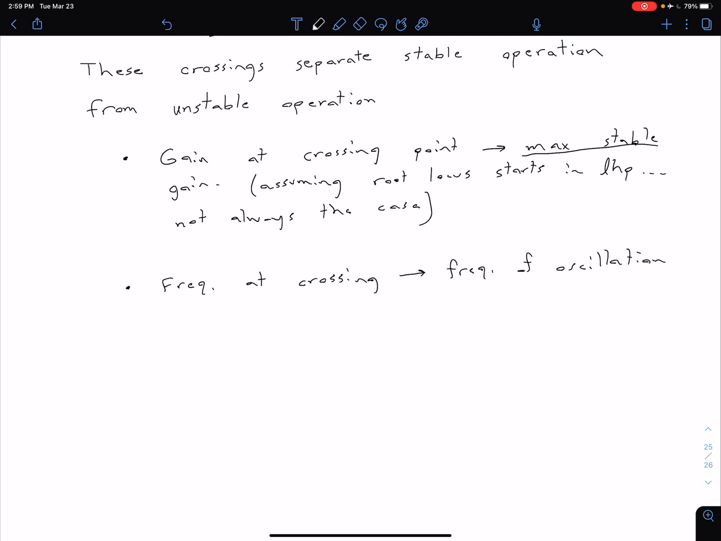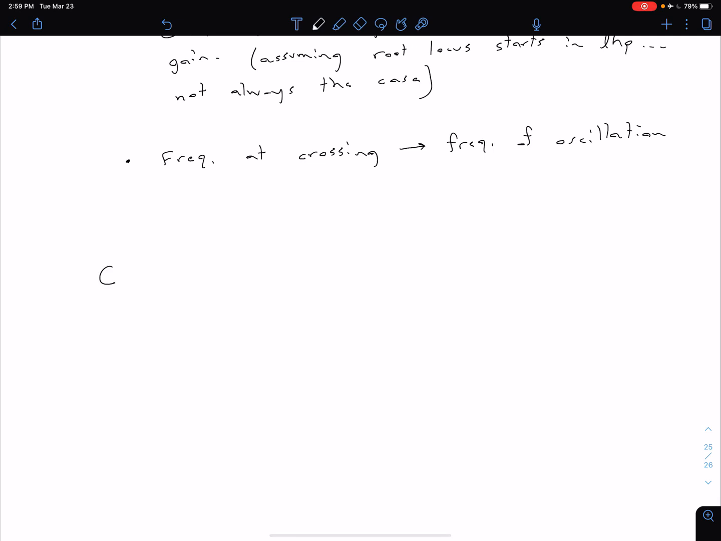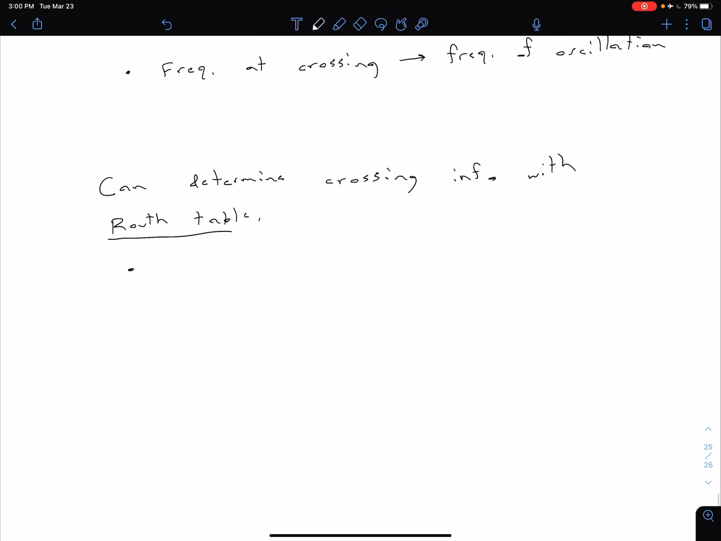Of course, if we're talking about stability and j omega axis crossings, we can go back to the old tools that we've developed before, which is our Routh table. We can determine our crossing info using a Routh table. Within our Routh table, there was one particular instance that was able to give us our j omega crossing, and that was if we have a row of zeros. So we want to select our gain K to make a row of zeros.